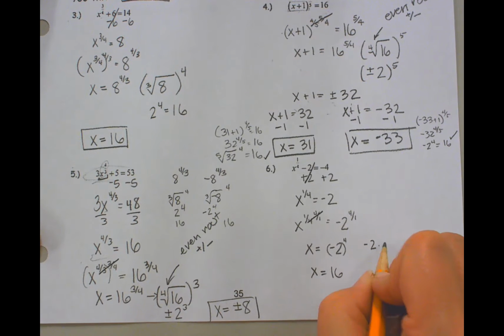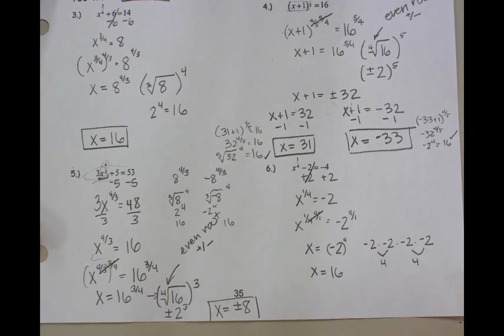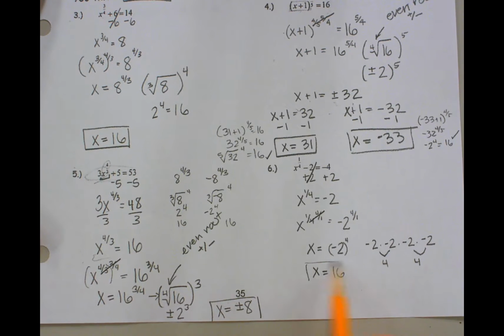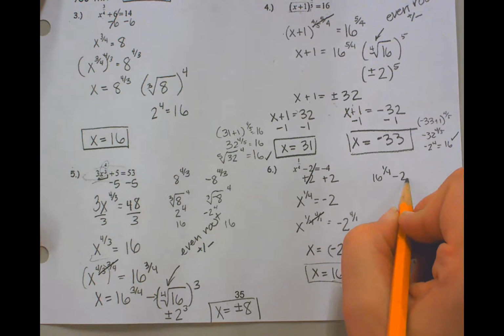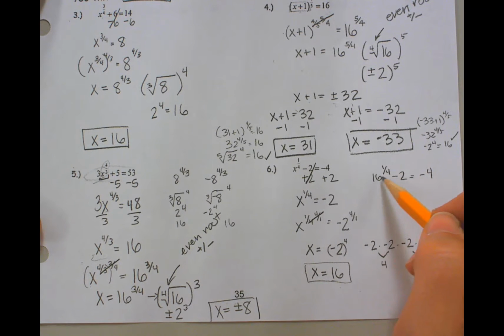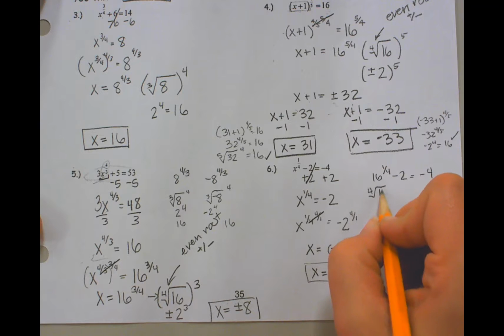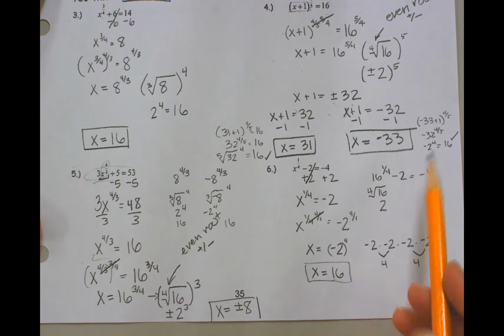Right, if I multiply negative 2 together 4 times, I get positive 4 and positive 4, which would give me positive 16. What happens here, though, is if I plug in x equals 16, I have 16 to the 1/4 minus 2 equals negative 4. The 4th root of 16 is just positive 2. Right? It's different when it's plugged in.